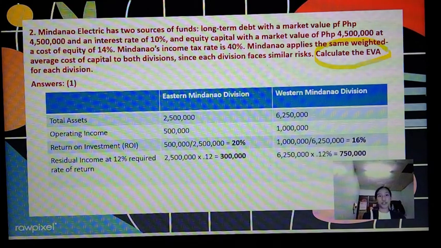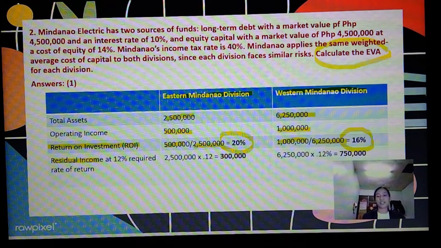But first, we will answer the first requirement. We will calculate the return on investment and the residual income. First, for the Eastern Mindanao Division, total assets is 2,500,000 and operating income is 500,000. For ROI, 500,000 divided by 2,500,000 equals 20%. For the Western Mindanao Division, total assets is 6,250,000 and operating income is 1 million. So 1 million divided by 6,250,000 equals 16%.